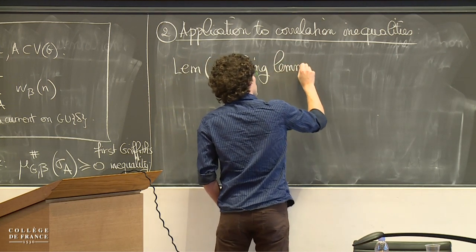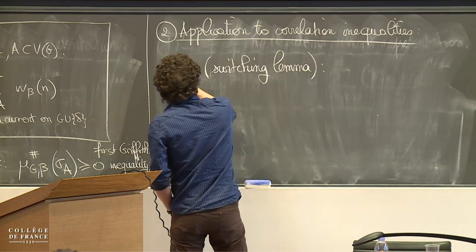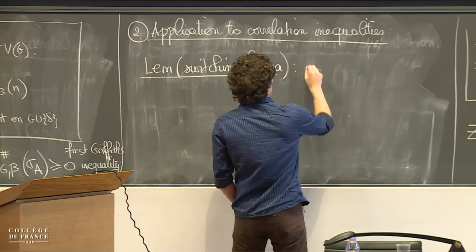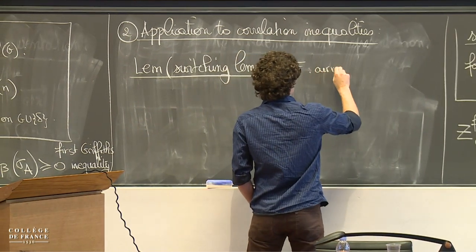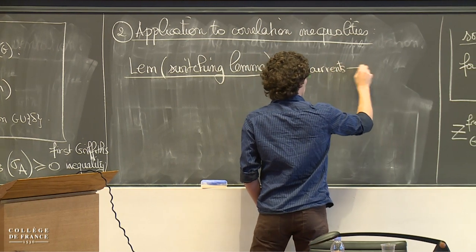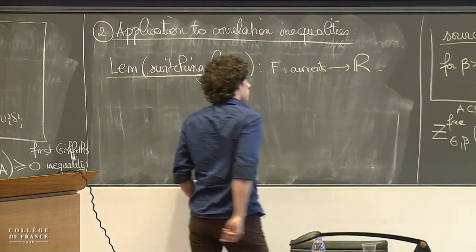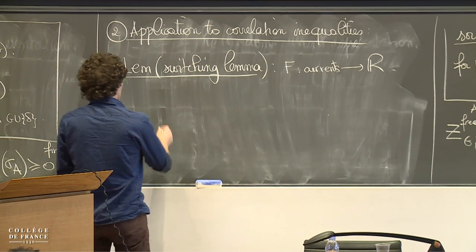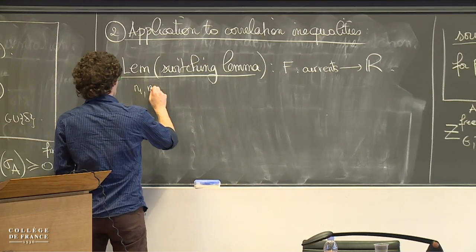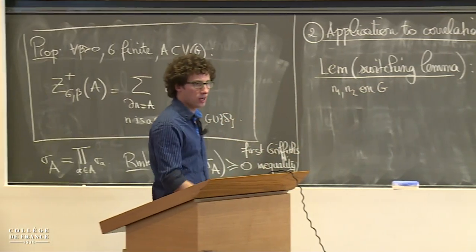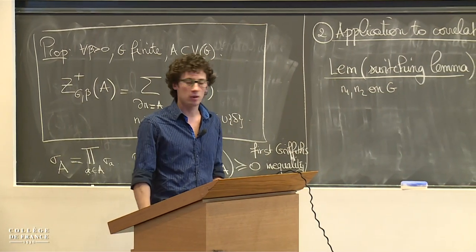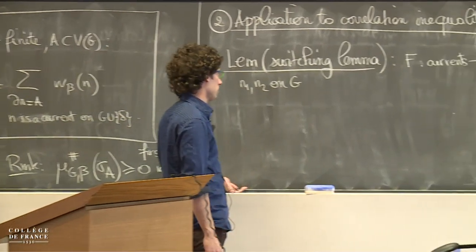So what is it saying? It's saying take a function f from the set of currents into R. And let's look at two currents, N1 and N2, on G. In fact, one of them could be on G union delta, and I will use it like that, but let's just simplify a little bit the picture.